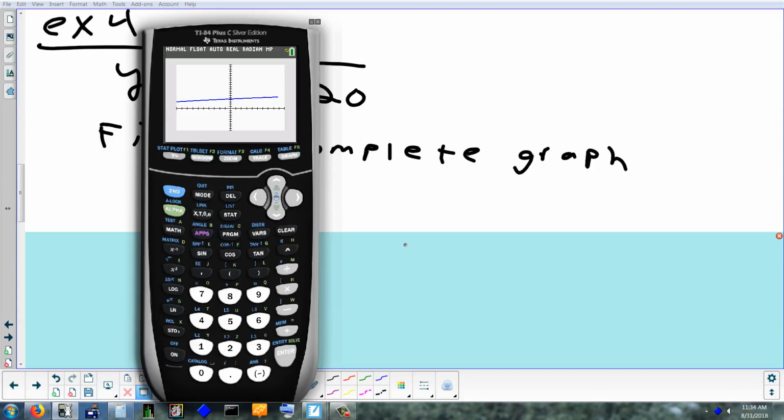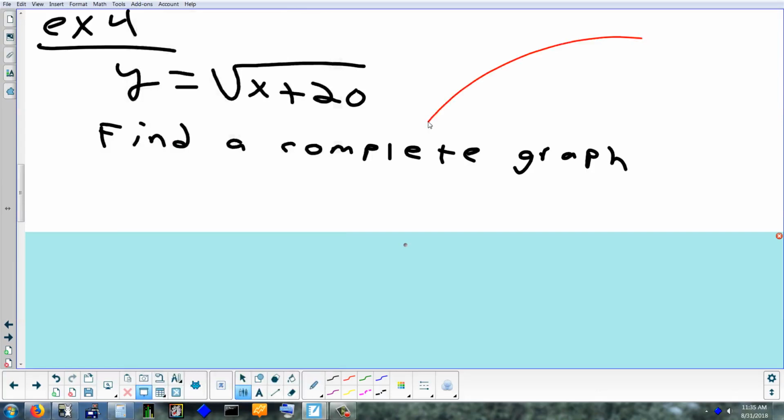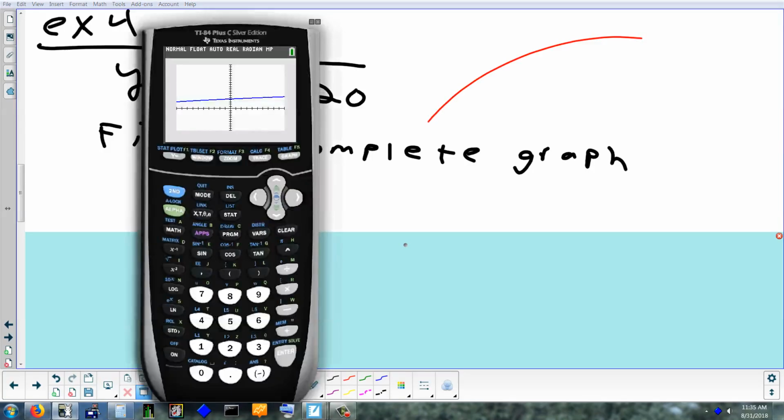It's not a good picture because I know what a square root function is supposed to look like. It has a curve to it, kind of like that. To me, if I look at that quick, it almost looks like a line. So that's not a good window.